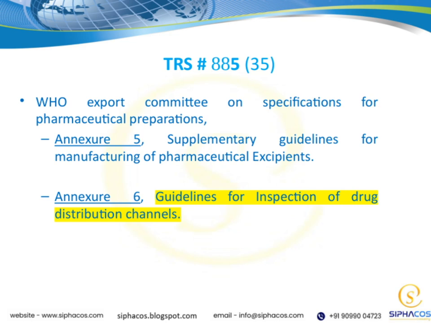Both of these annexures are part of the broader effort to standardize and improve quality control in pharmaceuticals. They help manufacturers and inspectors align with international best practices, ensuring that medicines are safe, effective, and available through trusted channels. These guidelines are essential in our overall theme of strengthening global pharmaceutical standards, and adherence to them supports the integrity of the entire supply chain from production to patient.